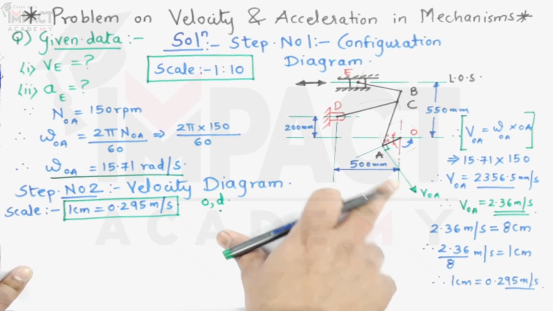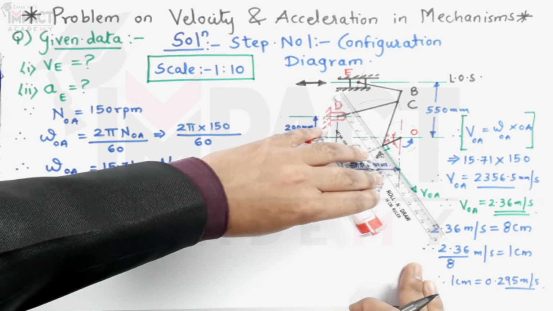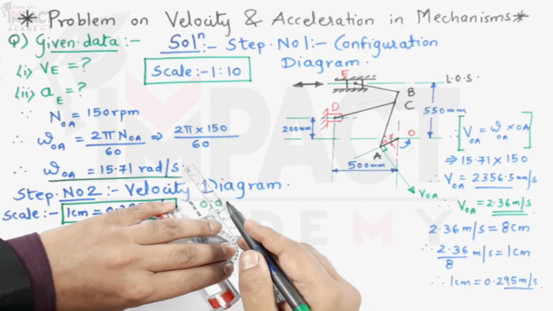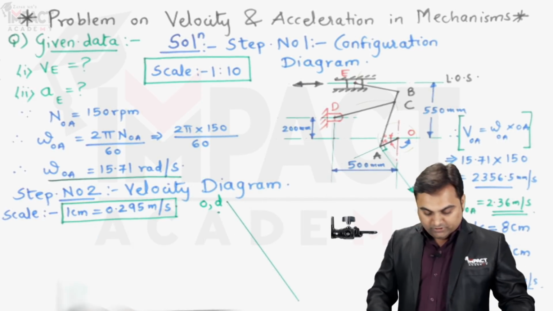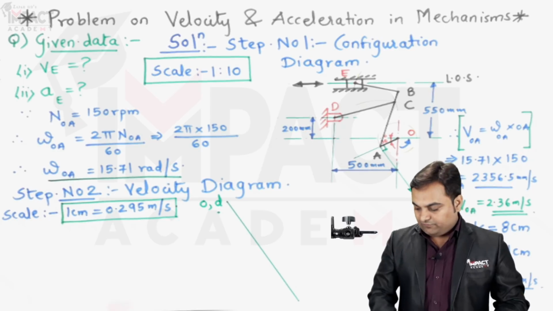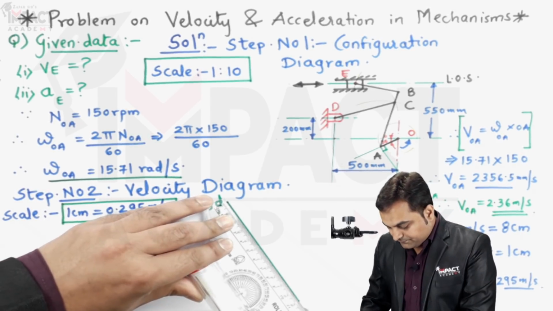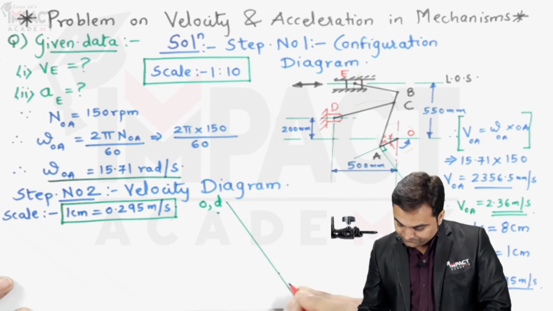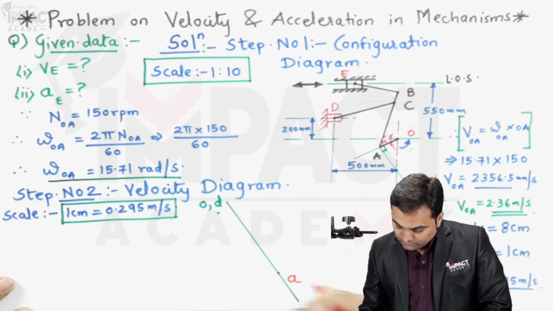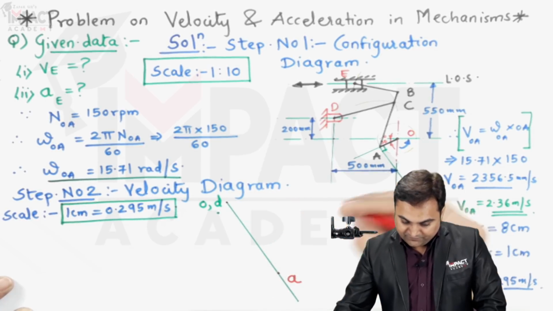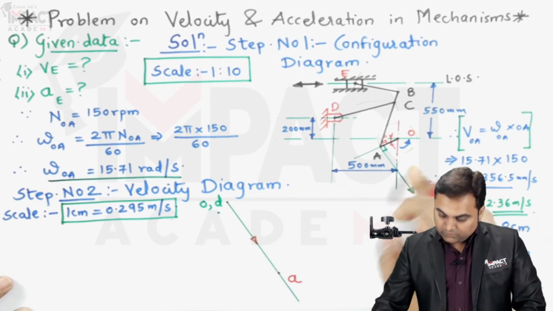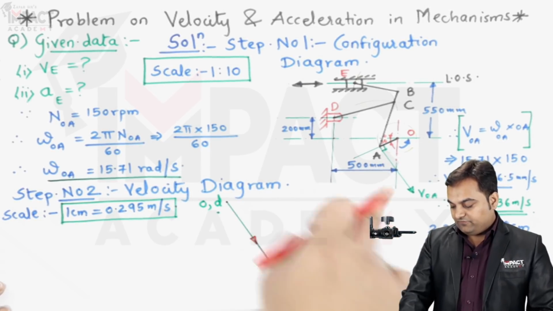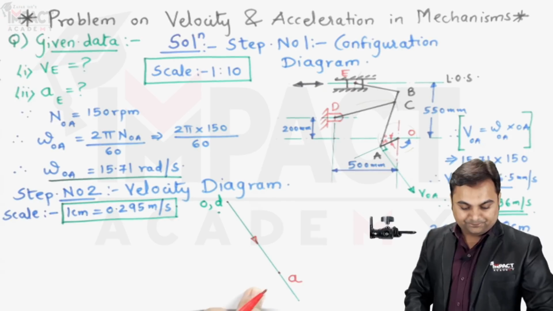So drawing a line parallel to VOA, drawing a light line, then over this I would be measuring a distance of 8 centimeter, and here I am getting point A. This vector would be representing the velocity of point A with respect to O, that is VOA, which I have drawn here.